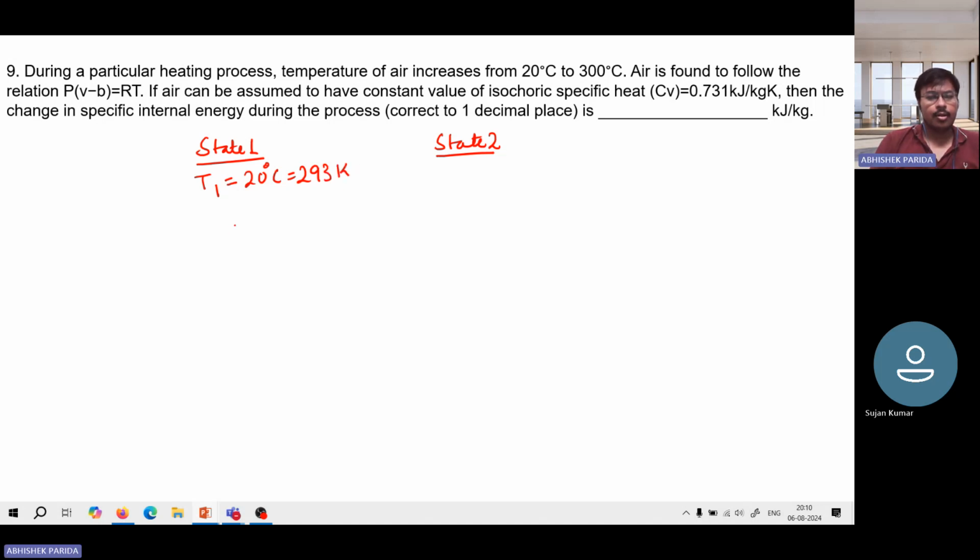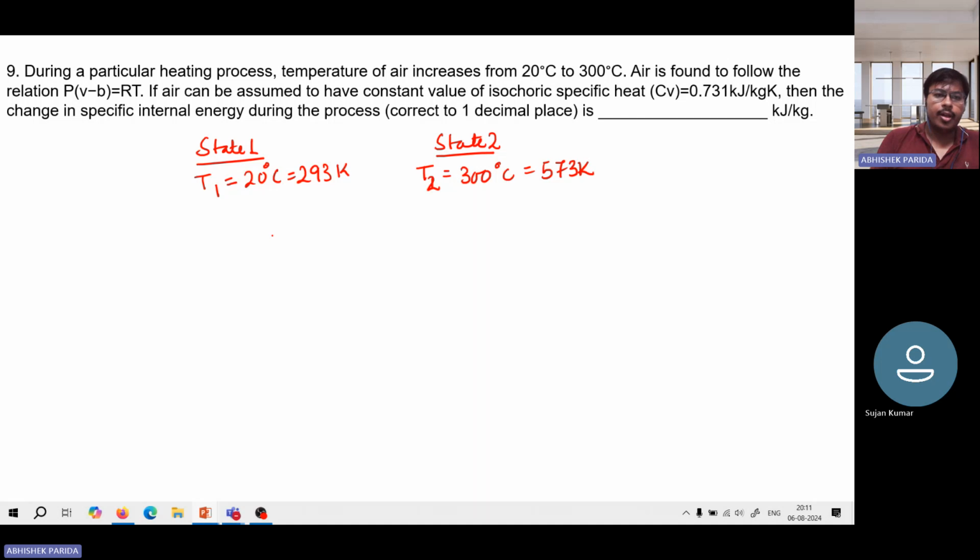So how much are you getting? The value of the change in energy is 204.68, sir. Yes, sir, we'll see.